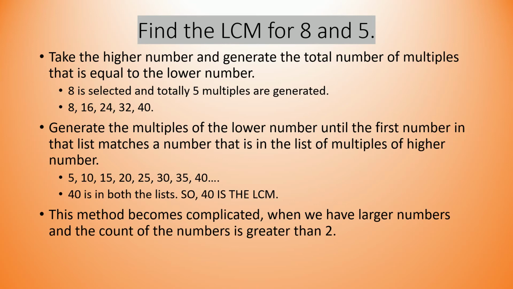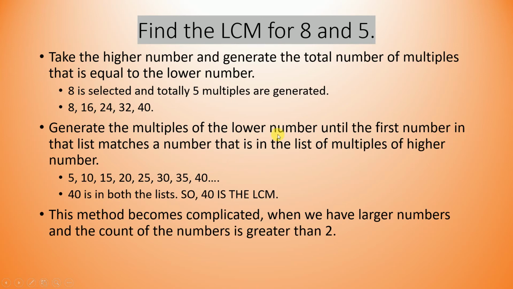Find the LCM for 8 and 5. Here you first take the higher number. What is the higher number? The higher number is 8. You generate 5 multiples for 8. 5 is the other number given in the problem, okay. So you take the higher number 8, you generate 5 multiples: 8, 16, 24, 32 and 40.